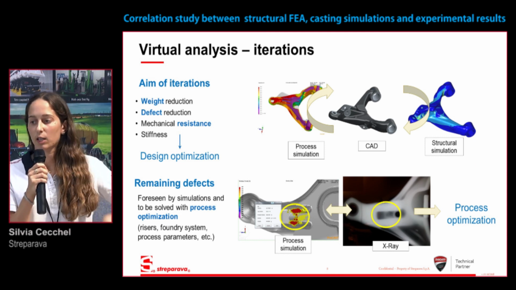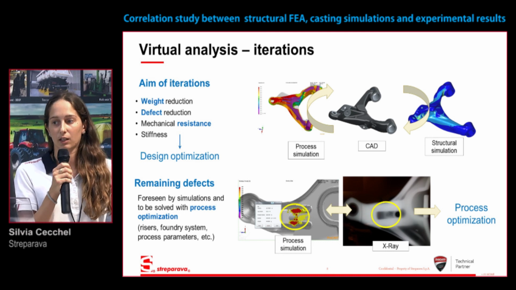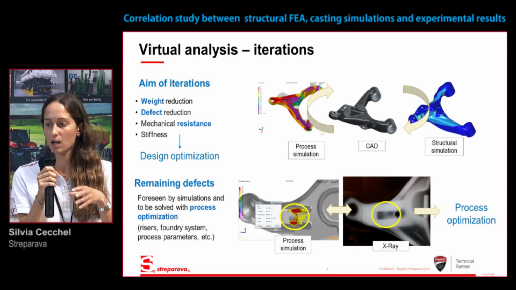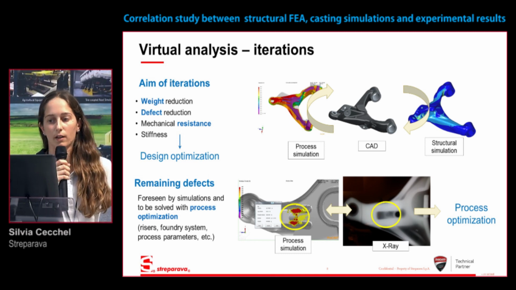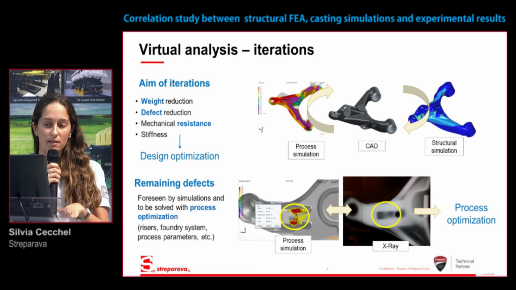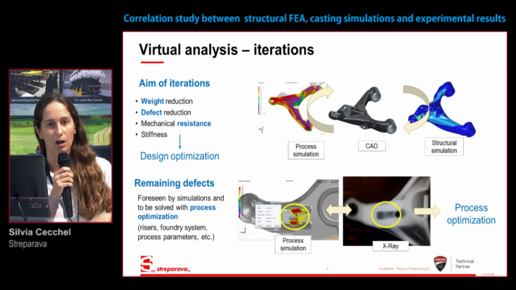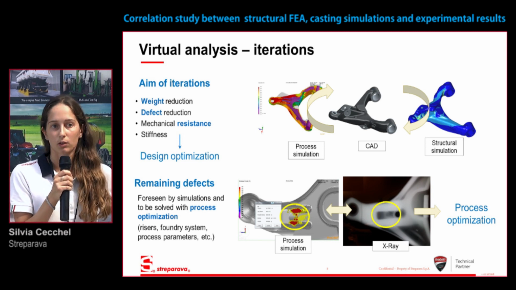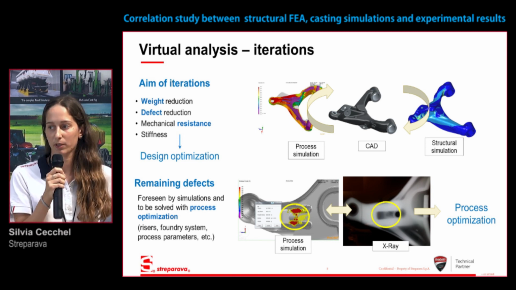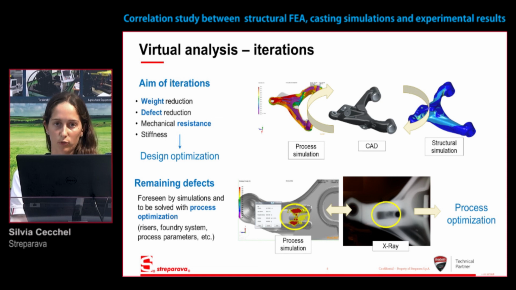For example, in the slide we can see that there were some shrinkage porosities that couldn't be solved by acting only on the reduction of mass in this area, because it was needed for the structural resistance. And the same porosities were detected by the X-rays. This means that the simulation was in agreement with what we found in the material characterization. But we could solve this problem by acting on a process optimization that was predicted by this kind of simulation. So this kind of simulation is very useful also for this purpose.